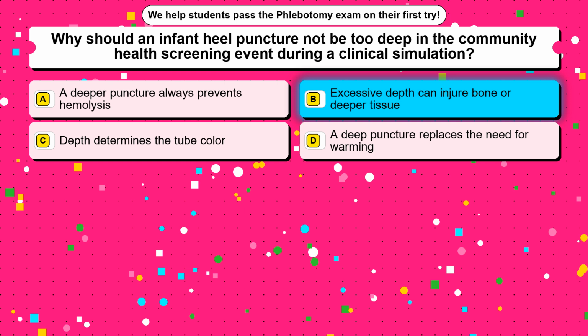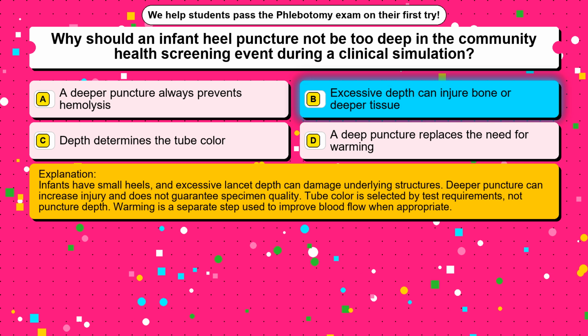Excessive depth can injure bone or deeper tissue. Infants have small heels, and excessive lancet depth can damage underlying structures. Deeper puncture can increase injury and does not guarantee specimen quality. Tube color is selected by test requirements, not puncture depth. Warming is a separate step used to improve blood flow when appropriate.